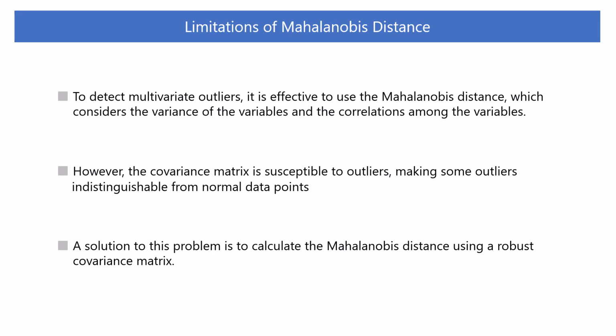As we saw in the previous sections, to detect multivariate outliers, it is effective to use the Mahalanobis distance, which considers the variance of the variables and the correlations among the variables. However, there is a problem that the covariance matrix used to calculate the Mahalanobis distance is easily affected by outliers. Thus, if outliers are included, the variance may be overestimated, or the shape of the distribution may be greatly distorted. If the Mahalanobis distance is calculated based on this distorted covariance matrix, some outliers will be indistinguishable from normal data points. A solution to this problem is to calculate the Mahalanobis distance using a robust covariance matrix.